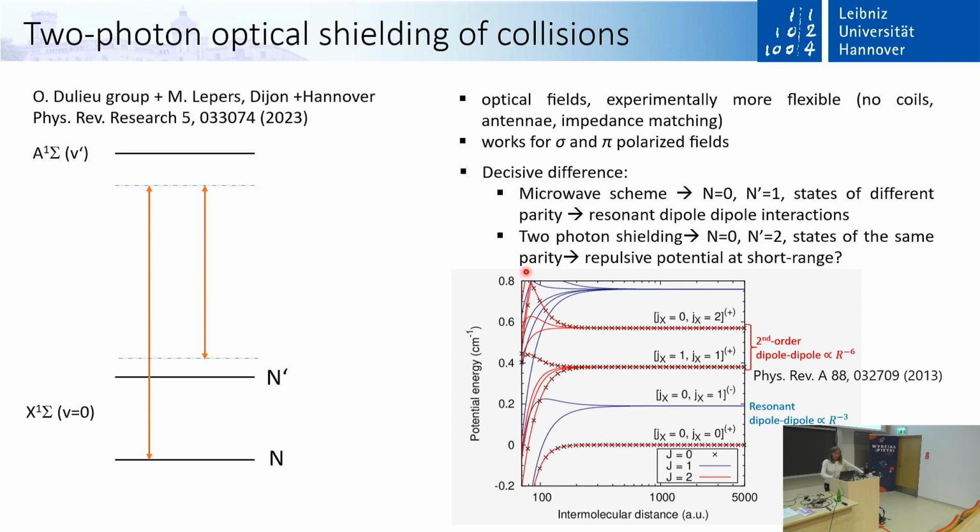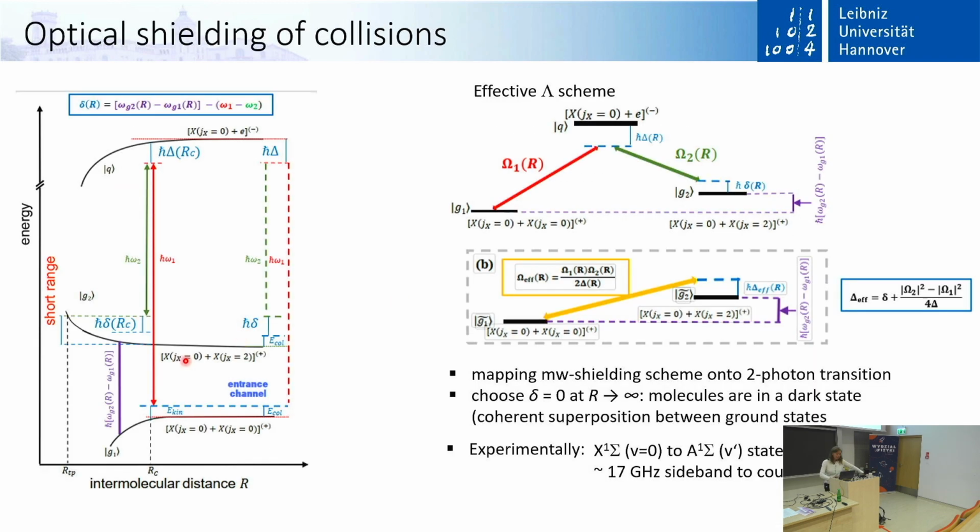Okay, and experimentally, this then would look like this. You'll start with two ground state molecules. Here's the rotationally excited combination. Then you'll have an electronically excited state with a strong transition dipole moment, such as, for example, transitions to the A state. And this results in an effective three-level scheme.